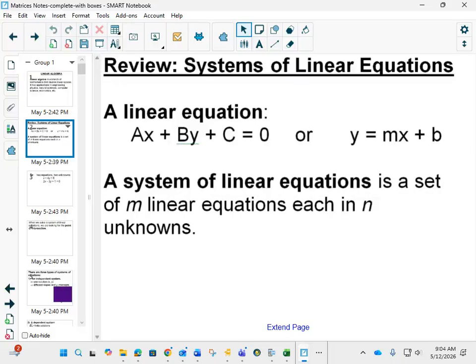Here is our basic system of lines that you've done before. Y equals mx plus b, or you could rearrange it so you have a 0 on one side.